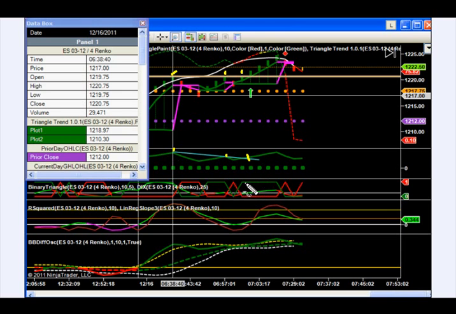The new up triangle had formed right here, and the dots had turned green and moved up, and the linear regression slope and R square were moving up here, and the Bollinger Band differential oscillator was well above its 0 line and was moving up here. So for all these reasons, that's why I took this trade.